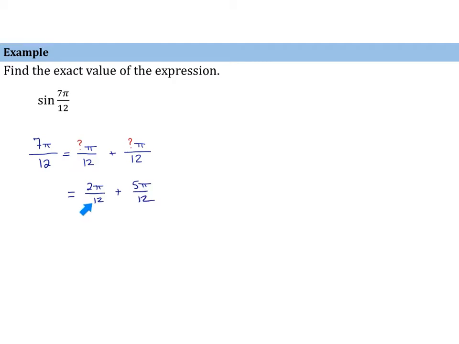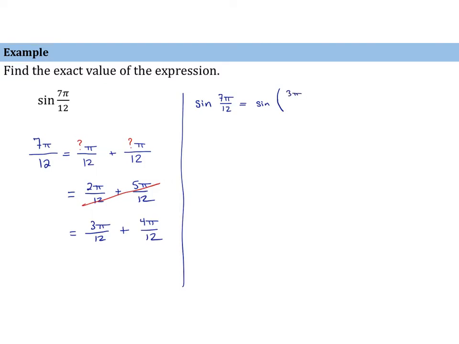2 pi over 12 is pi over 6, which is known to us. That's good. But 5 pi over 12 isn't. So that's not it. But if we switch to 3 pi over 12 plus 4 pi over 12, you'll notice that 3 pi over 12 is pi over 4. 4 pi over 12 is pi over 3. So those are angles known to us. So we can go ahead and write sine of 7 pi over 12 is equal to the sine of 3 pi over 12 plus 4 pi over 12.